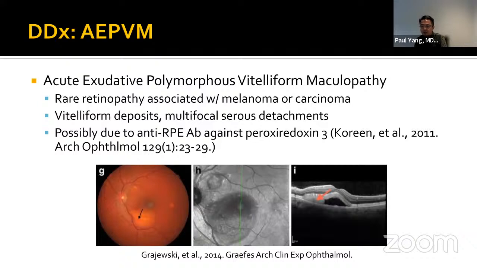Okay, so this other condition is a rare retinopathy associated with melanoma and carcinoma. So it's really important to tease these things apart, because there's implications for systemic etiology. And in this condition, you also see these vitelliform deposits. You can see the OCT looks very similar with these multifocal subretinal fluid and detachments. Okay, so it's important to be aware of how this can masquerade with each other.